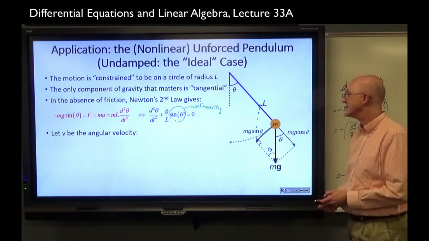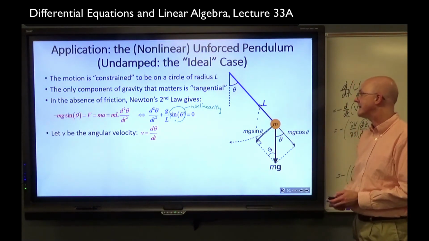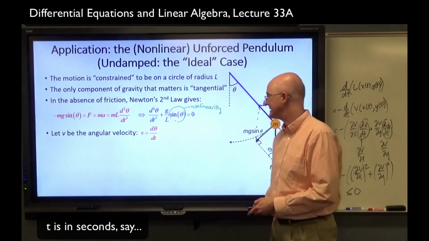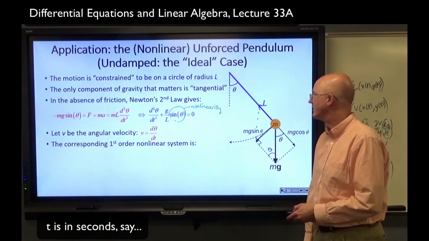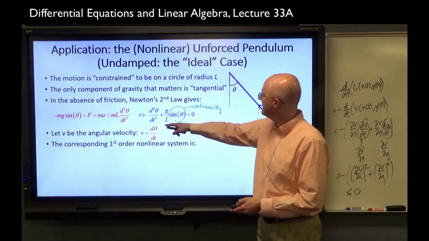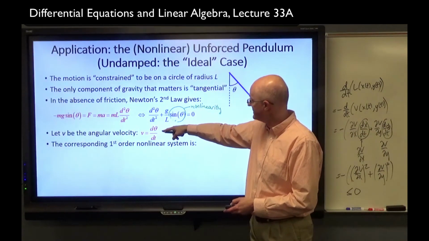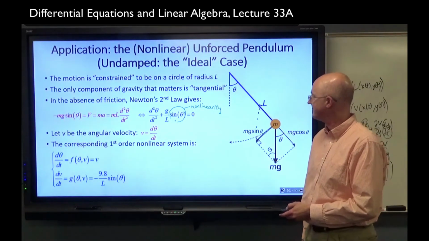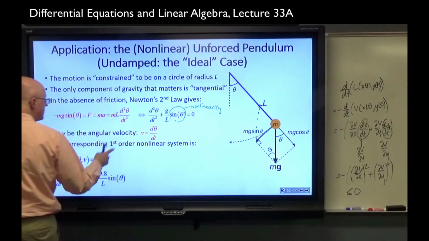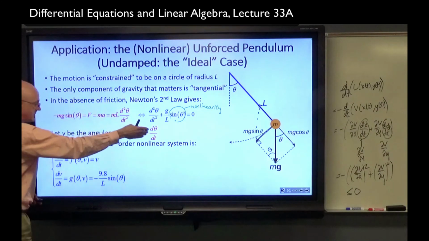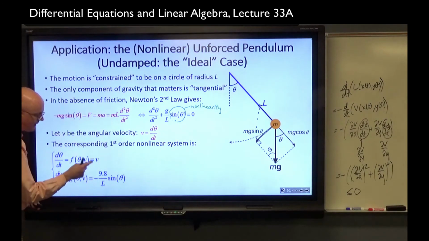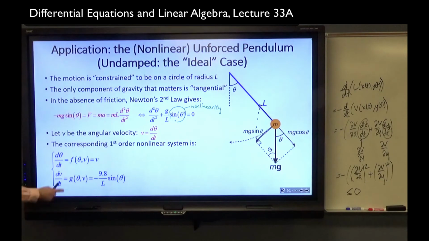We can convert this to a system. Let v be the angular velocity, d theta dt. So theta is in radians, say, t is in time, say, v would be in radians per second. The corresponding first order nonlinear system that I get by using that equation and solving for that second derivative is this. d theta dt is v, that's the definition. dv dt is the second derivative of theta with respect to t, which again, if you solve for this, you get negative g over L sine theta. I went ahead and replaced g with 9.8 because I wanted to call the function g, not the same as the gravitational constant g.